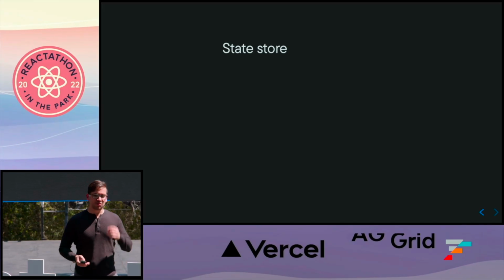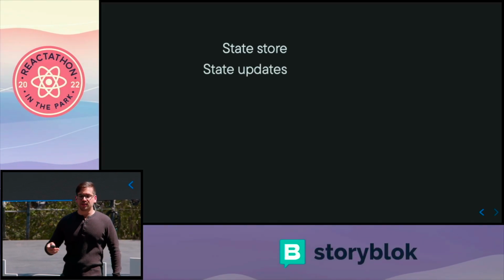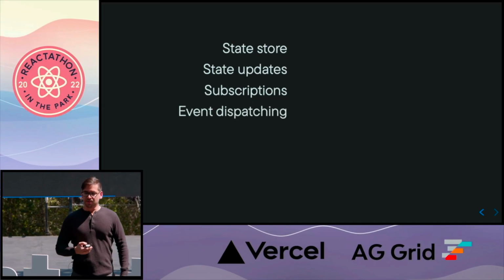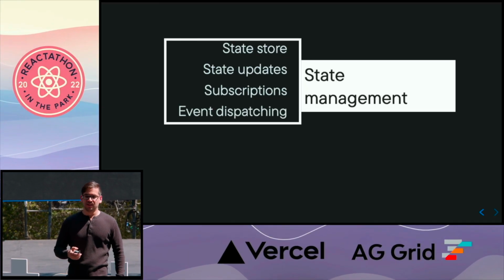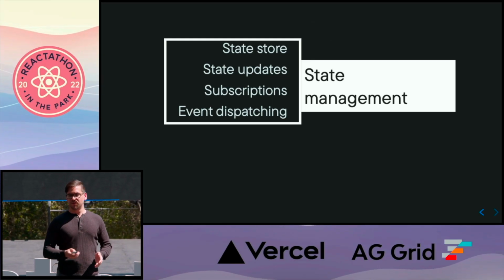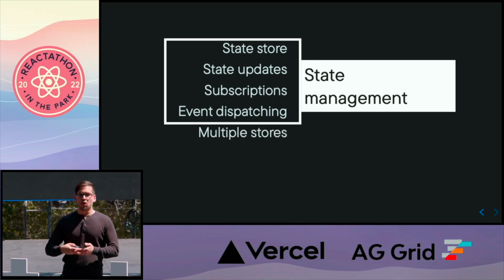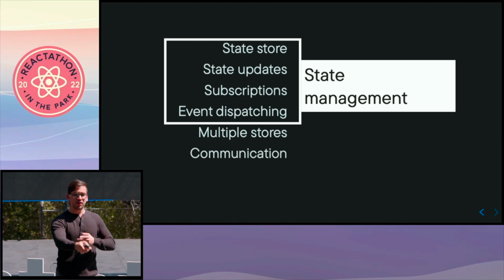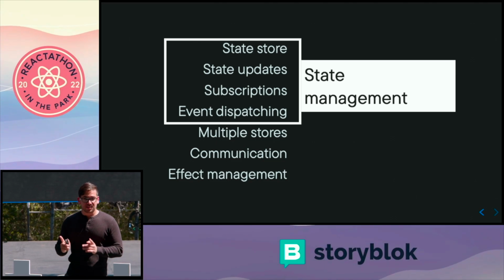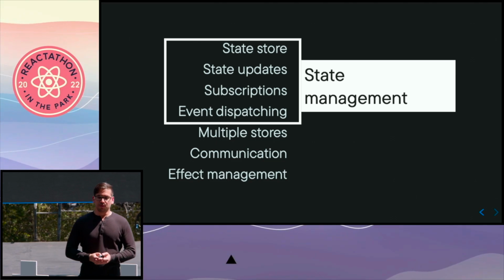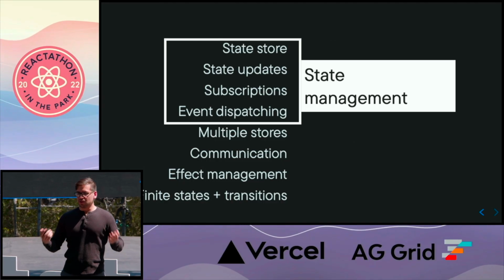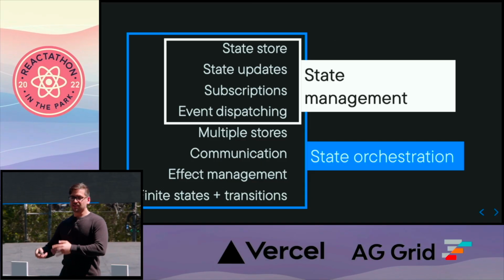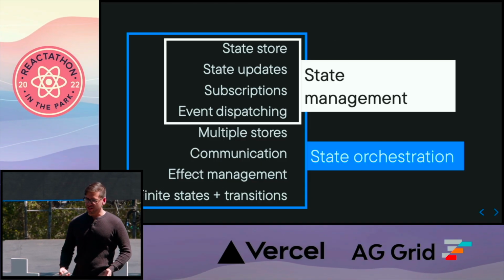So when it comes to state management, we think about state stores, state updates, subscribing to data and getting new data as it comes in, and events dispatching. But in my opinion, this is only part of the picture. We also want the ability to communicate with multiple stores, like send events to them and receive events from them, effect management, which is the most important part of this talk, and also maybe even handle finite states and transitions. And this to me seems like state management plus plus. Now we're talking about state orchestration.